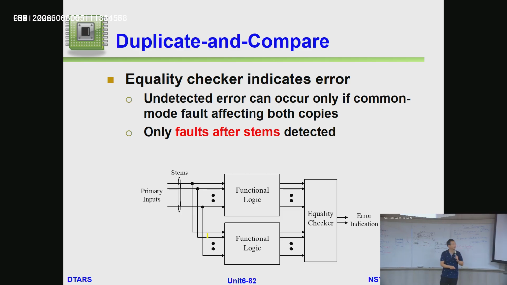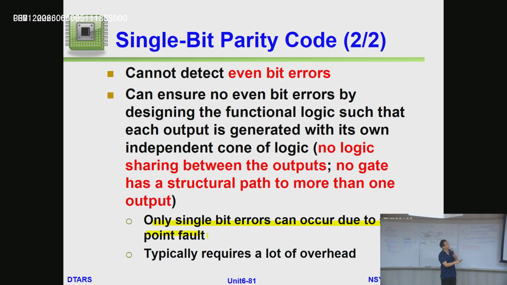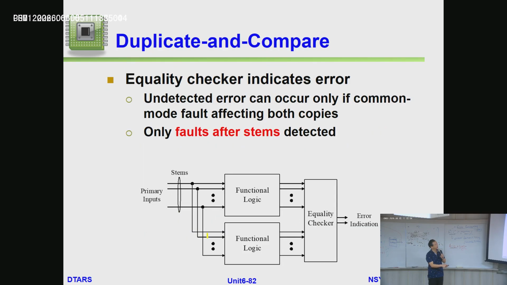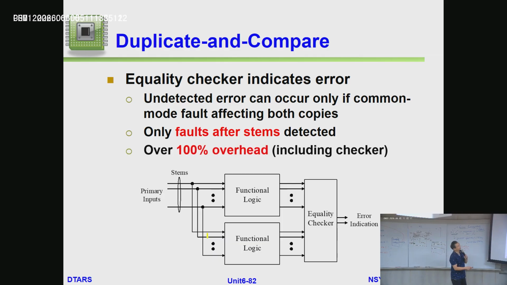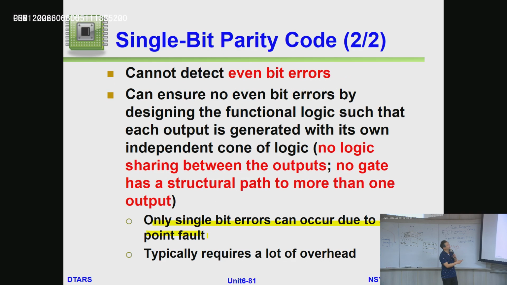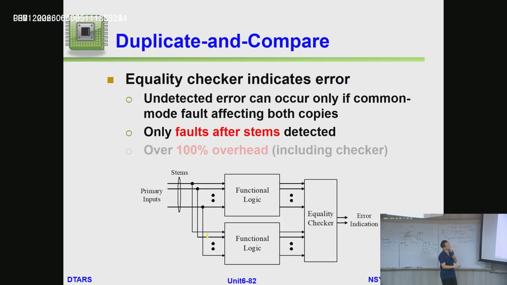Okay, but the advantage is that we don't have this limitation. We don't have this drawback. For this scheme, all the numbers of errors can be detected. Okay, but its overhead is over 100%. So it depends on whether you want to have this trade-off in order to release this limitation. You need to pay 100% overhead.